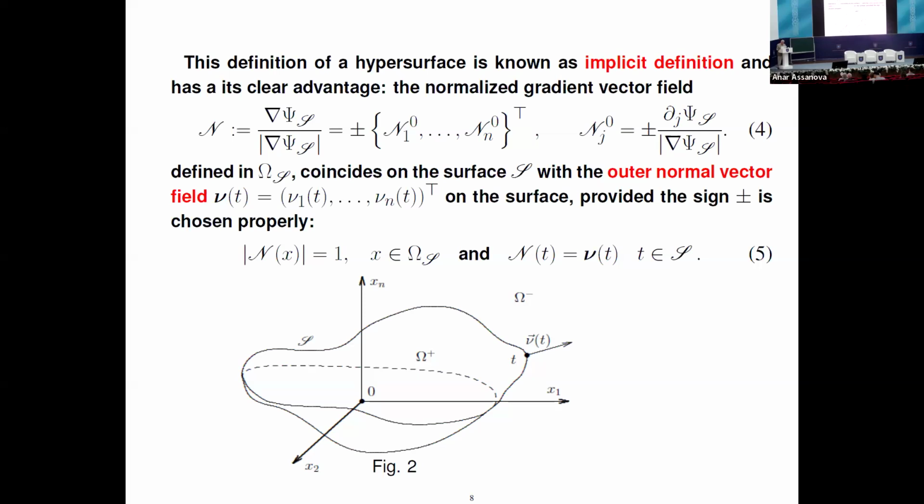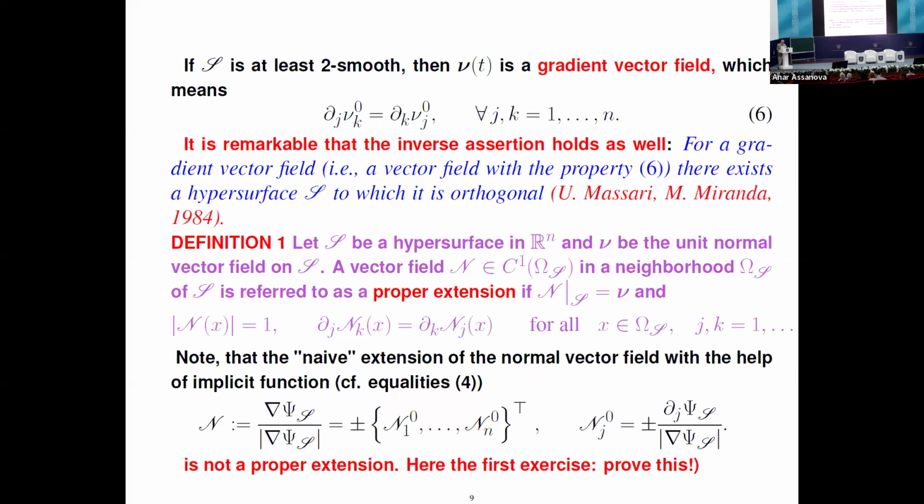Here is the picture, some surface, and this normal vector field, you see, nu. It's orthogonal to the surface. The components are nu_1, ..., nu_n. We will use them on the next pages.